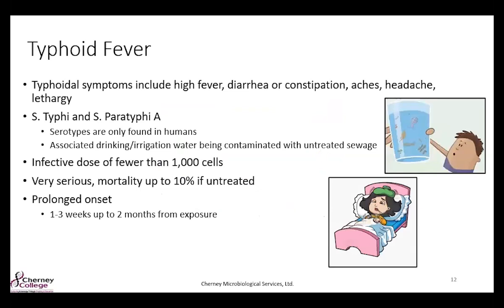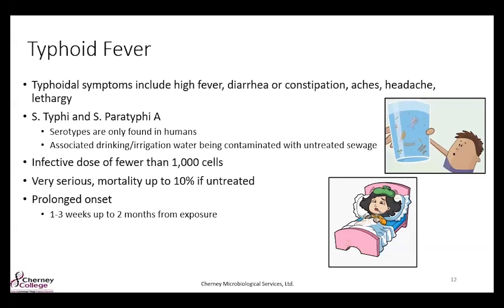Talking a little bit more about the specific illnesses that we see. There are two types of illnesses, typhoidal and non-typhoidal salmonella. So this typhoidal one, we've got about 2,000 cases annually. It's a very serious sickness. These symptoms include a high fever, diarrhea, constipation, aches, headaches, and lethargy. So the two types of salmonella that cause this are Salmonella typhi and Salmonella paratyphi A. And these serotypes are only found in humans.